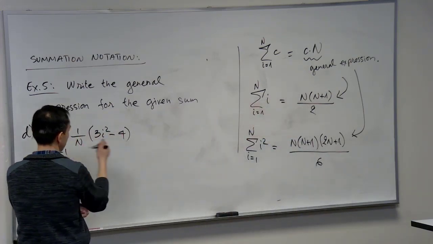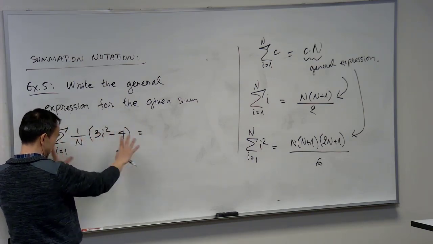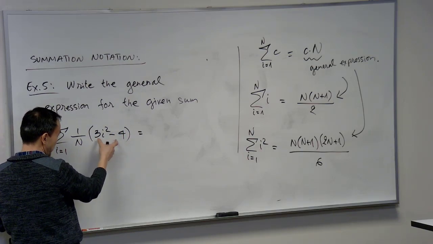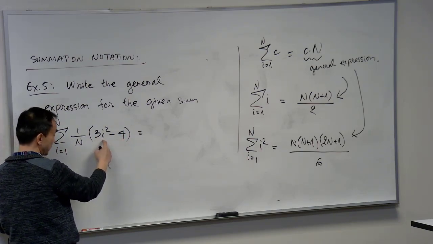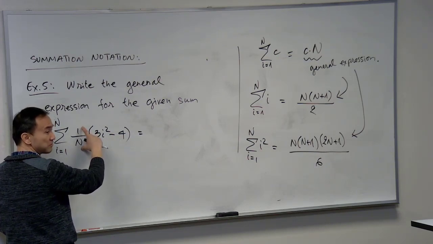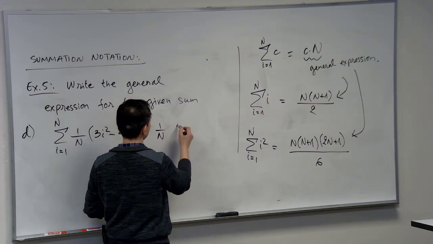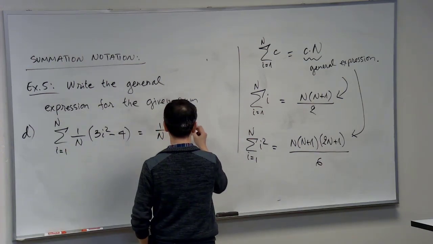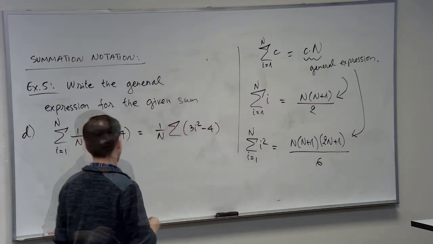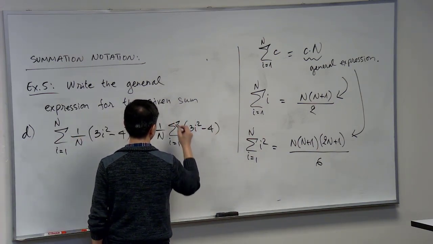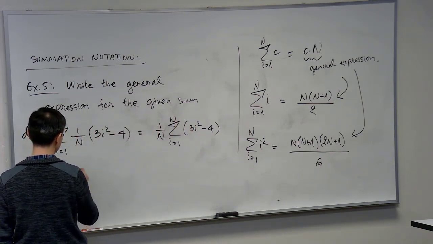So for this problem, I can identify that in the whole expression, the 3i squared minus 4 is going to be dependent on i, right? It's going to be changing depending on the value of i. The 1 over n is independent, right? That's the coefficient. You can bring it out in front: 1 over n times the summation of 3i squared minus 4, with i going from 1 to n. So now 1 over n is kept as a common factor.